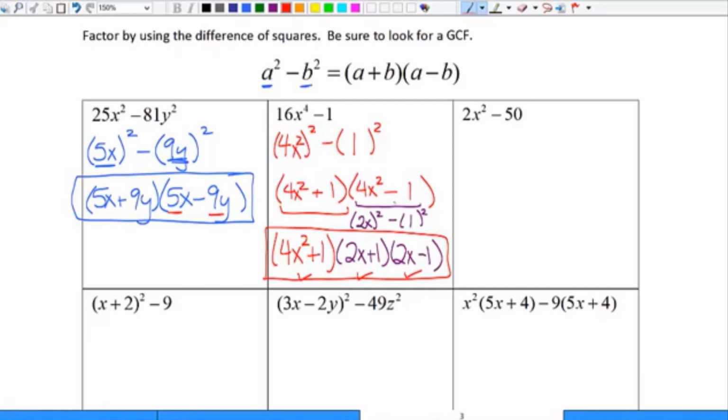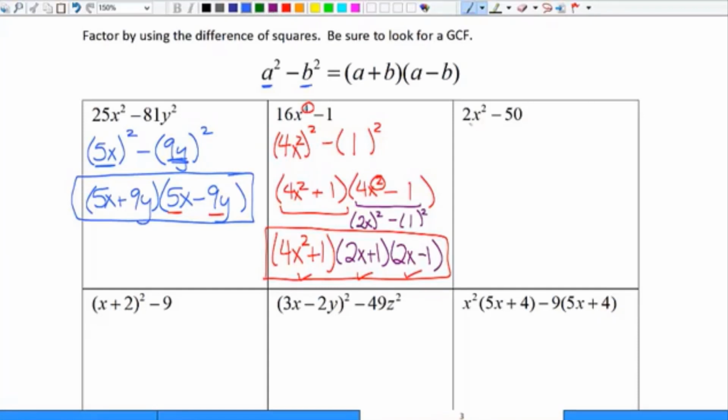So yes, this second problem kept going. It went twice. It had two differences of squares, but that doesn't mean it's going to infinitely keep going. It only worked because we started with an x to the 4th, which left us with x squareds inside, which allowed possibility for another difference of squares.